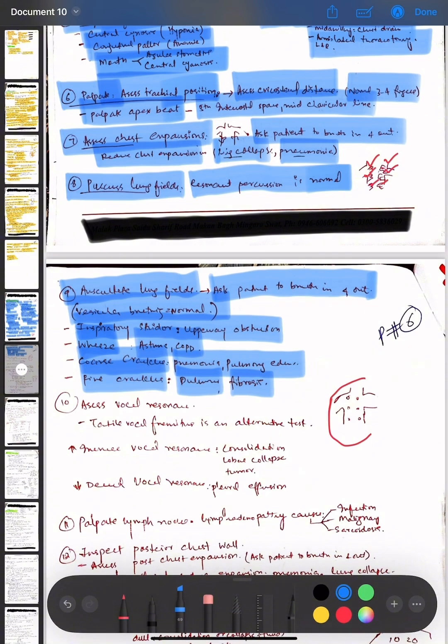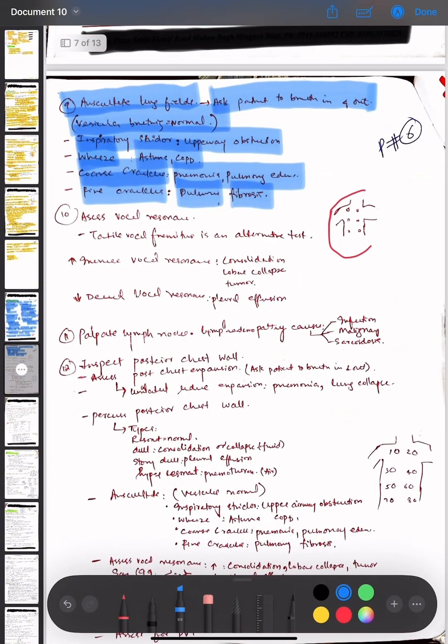We have to auscultate the lung fields and ask the patient to breathe in and out. Vesicular breathing is the normal breathing. Inspiratory stridor is present in upper airway obstructions. Wheeze is present in asthma and COPD. Coarse crackles are present in pneumonia and pulmonary edema. Fine crackles are present in pulmonary fibrosis.